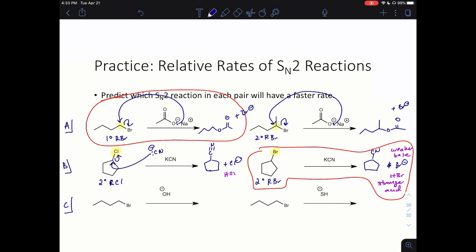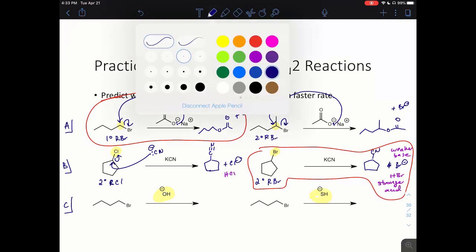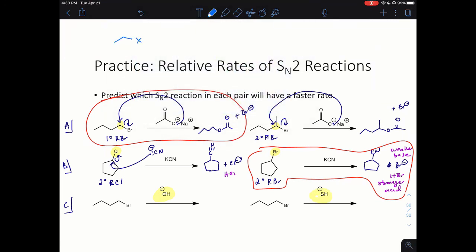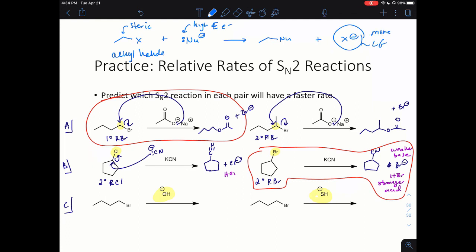All right, last reaction, reaction C. This time the nucleophile is different, right? So when we started talking about reaction rates, we said we can think about every single component of this reaction. We can think about the alkyl halide and its sterics. How sterically hindered? What's the substitution of that carbon? We can think about nucleophilicity. How high energy are those electrons? The higher energy they are, the faster the reaction. And we said leaving group ability. The weaker base, the more stable leaving group, the better, the faster rate.